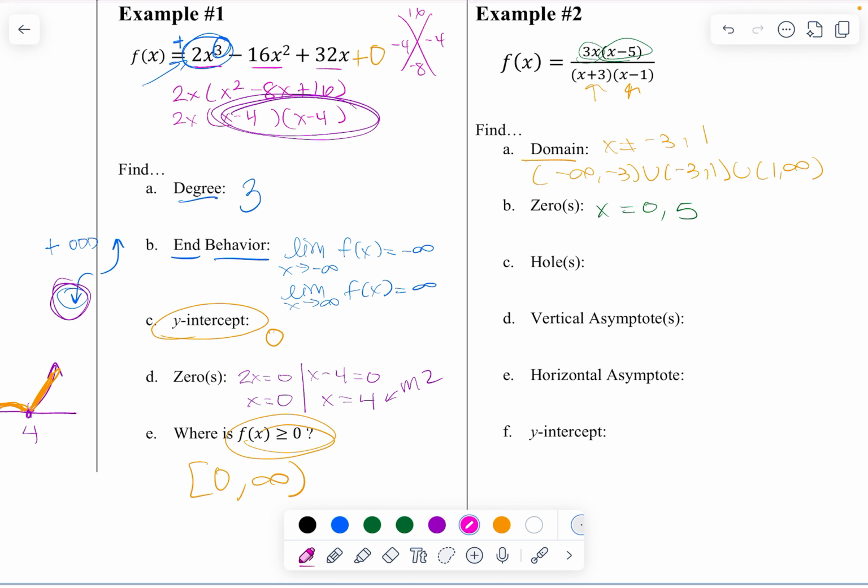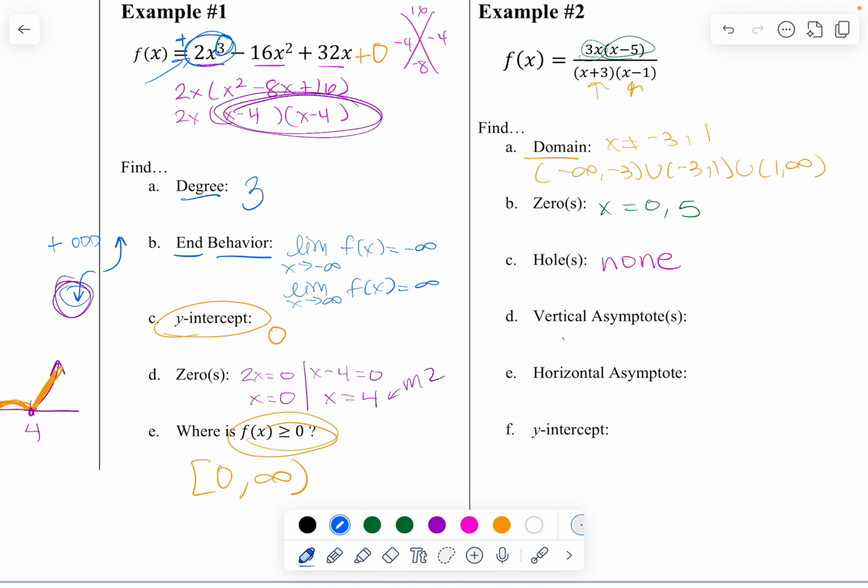Holes are where we have common factors. In this case, there are none. Vertical asymptotes is where we look at our denominator. Often it's like the domain as long as there's no holes. So again, our vertical asymptotes are x equals -3 and 1. Our horizontal asymptote is when we compare the degrees. So we're going to multiply 3x times x in the numerator and x times x in the denominator. I see that we have the same degrees, so what's left is our leading coefficients, which is y equals 3 over 1, which is just 3.